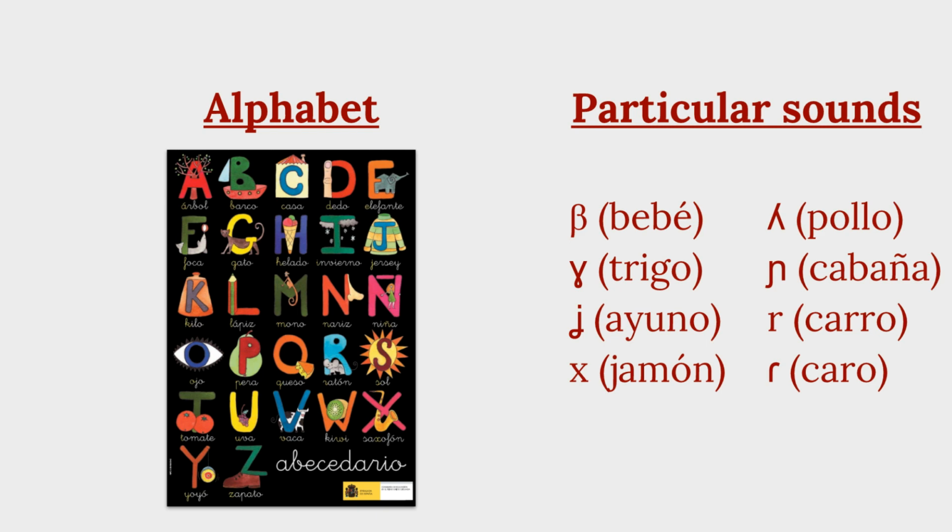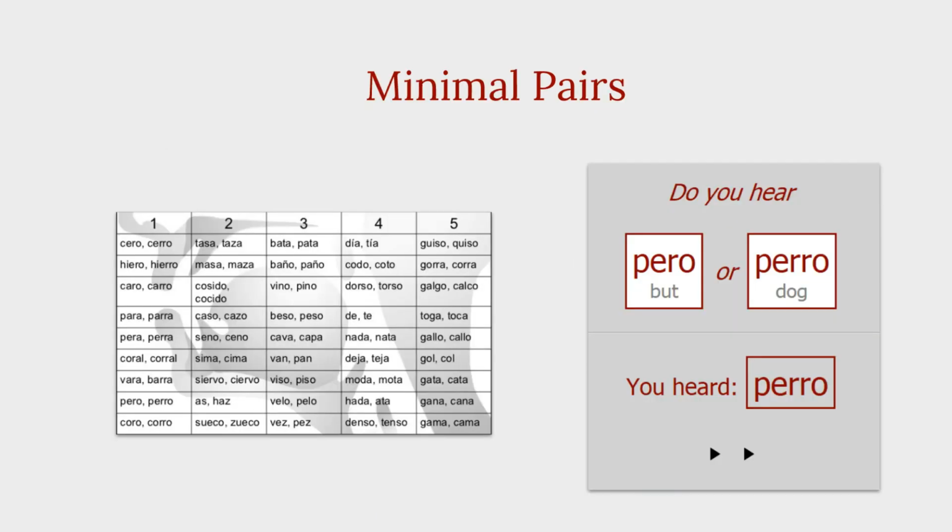How do we do this? We do this through minimal pairs. These are words that differentiate each other only from one sound. We are going to do that through flashcards and Anki. You can see an example on the right. So, pero and perro. You will hear one of those, and you need to recognize which one it is.